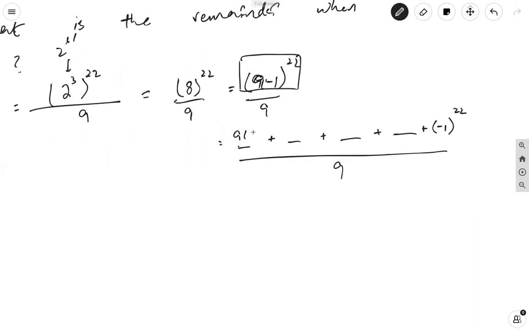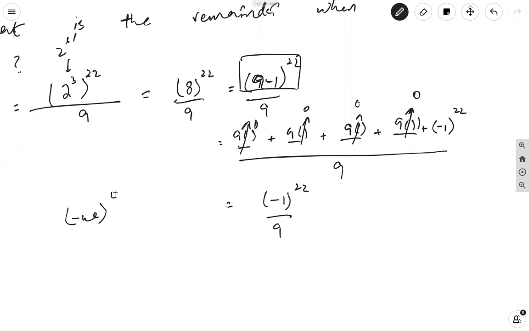All of these have some value of 9 in them, except the last one, right? If I divide by 9, the remainder for this is 0, for this is 0, for this is 0, for this is 0, and we are left with (minus 1) power 22 over 9. I told you already that when we have a negative value and we take the even power, the result is always positive, right? So (minus 1) power 22 came out to be plus 1, divided by 9.